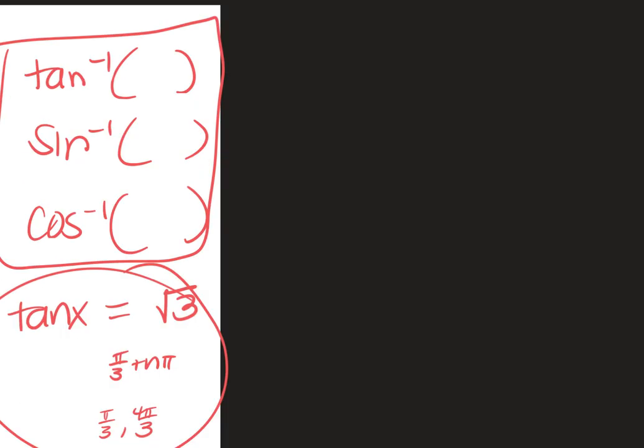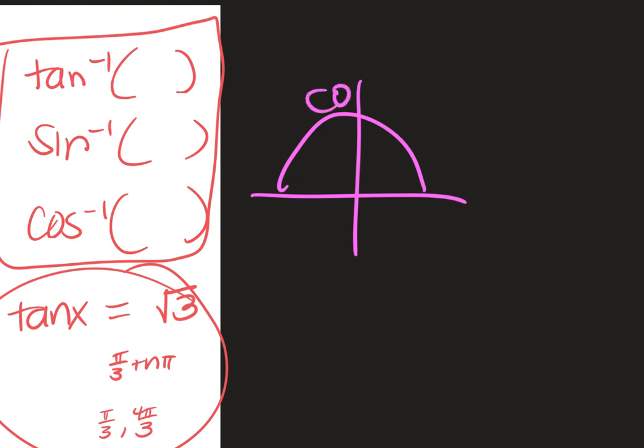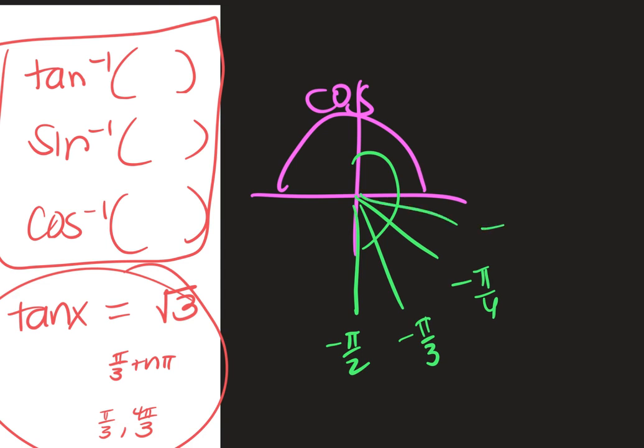This is sine and cosine's the top, and it's the natural first and second quadrant. You don't have to mess with those. But sine and tangent go from negative pi over 2, negative pi over 3, negative pi over 4, negative pi over 6, 0, and then the regular ones in the first quadrant.